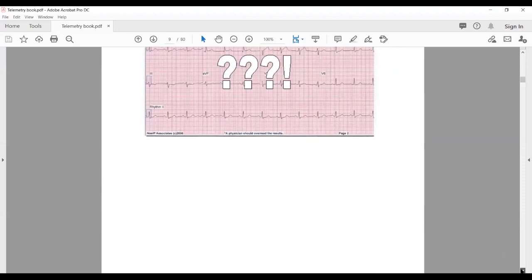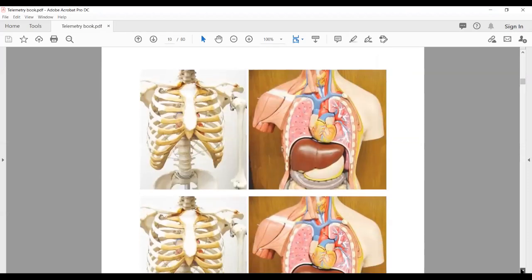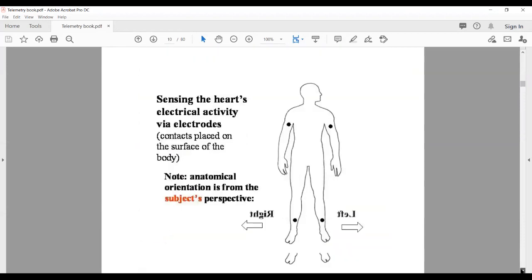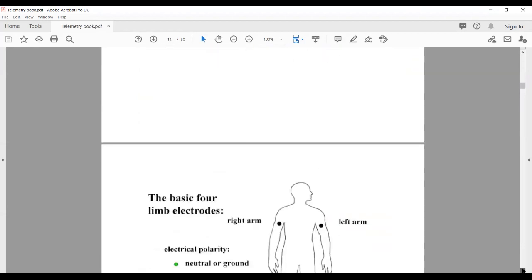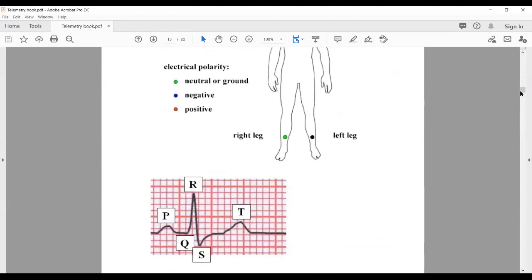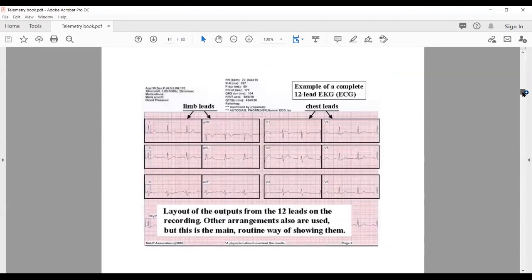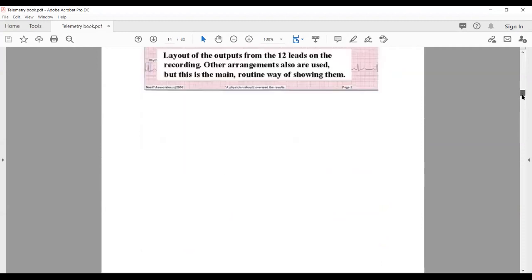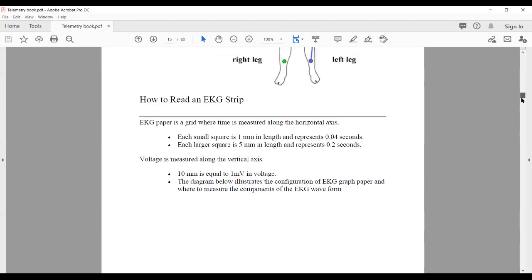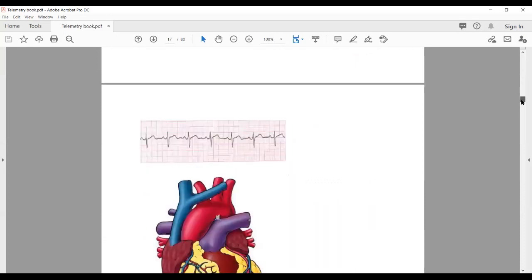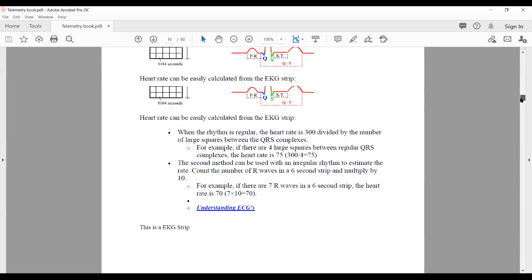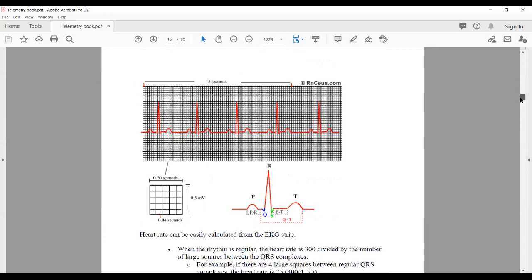If you are a telemetry technician, what you will be doing is reading what we call 6-second strips, and I'm going to take you to that right now. We'll probably have another lecture where we go over the actual EKG leads and lead placement. That is pretty in depth, not real easy, but I'd like to schedule a lecture for that. So we're going to just bypass some of this right now. And we're going to start here.